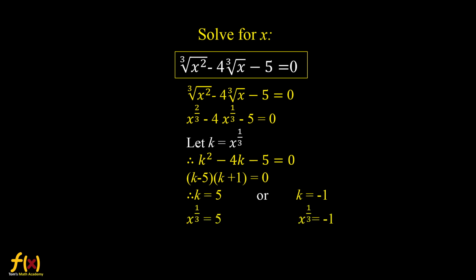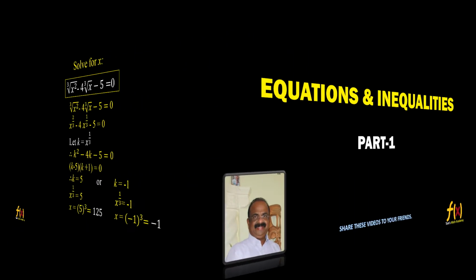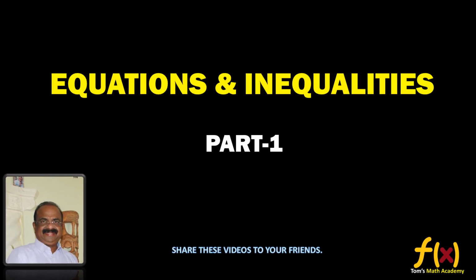That is, x to the power 1 over 3 equal to 5. We get x equal to 5 to the power 3, which is 125. Or x to the power 1 over 3 is minus 1, then x is equal to minus 1 to the power 3, which is minus 1. So that is the end of part 1. We discussed a few good questions on equations.